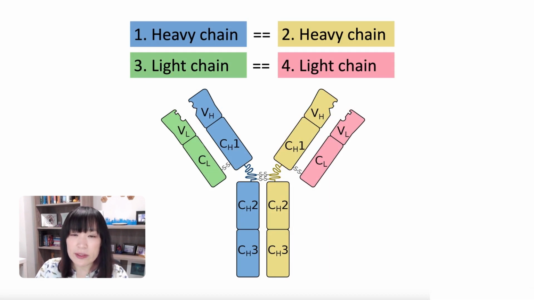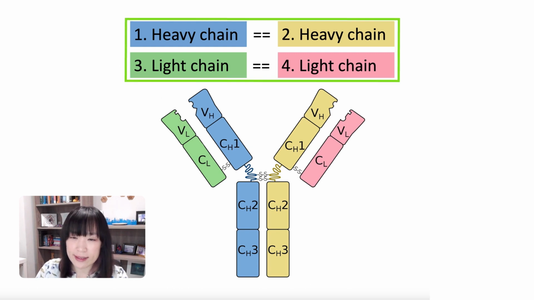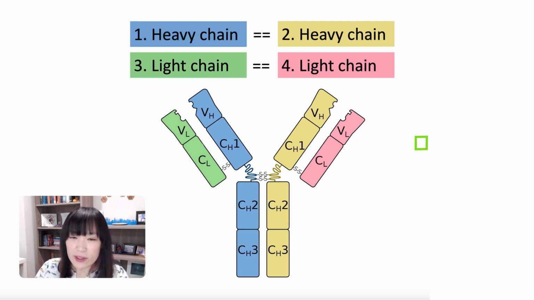Now, if we zoom in for a little bit of detail, an antibody is made out of what is called a chain. Specifically, it's made out of 4 different chains. Two of these are identical to each other, the heavy chain with the other heavy chain, shown in blue here and yellow here. And the other 2 are also identical to each other, the light chain in green and the light chain in pink.